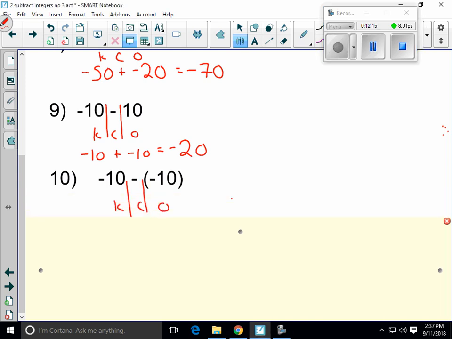Okay, and the last one, negative 10 minus negative 10. Okay, that one is negative 10 plus positive 10. You owe 10, you have 10. When you pay that, you have 0. So that last one is 0. Okay, again, if you have extra time, please go back through your notes. Make sure you can answer these problems.